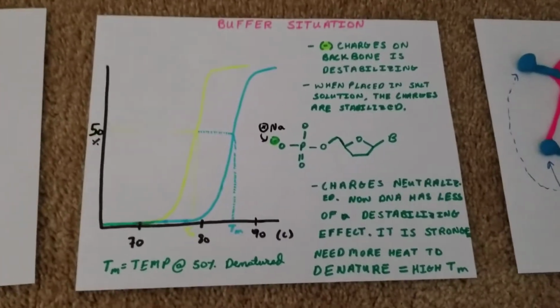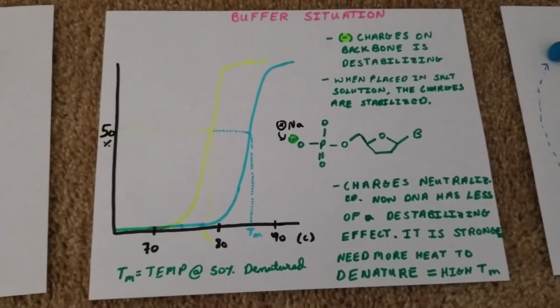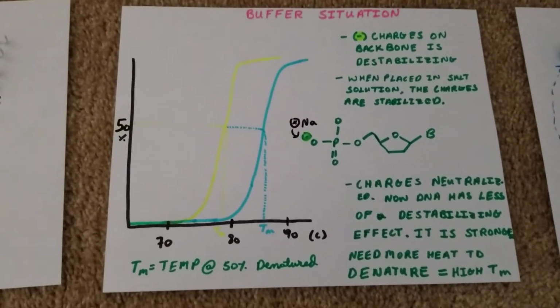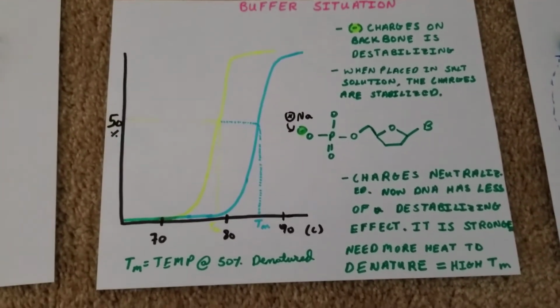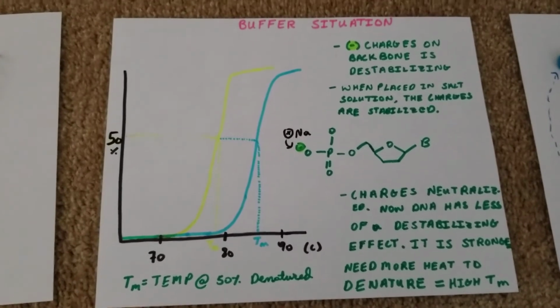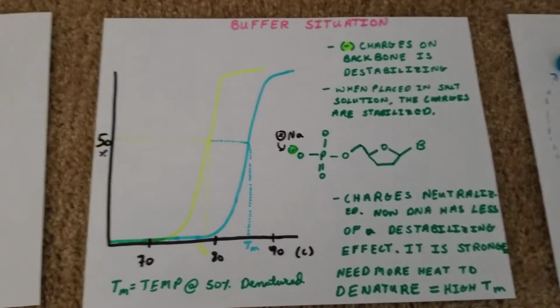Lastly, the negative charges on DNA backbone are destabilizing. When placed in a salt solution, the charges are neutralized. Once the charges are neutralized, the DNA has less of a destabilizing effect. It is stronger and needs more heat to denature.